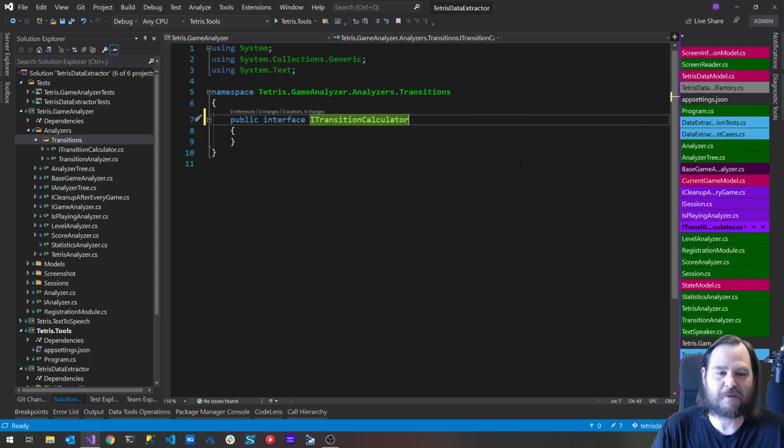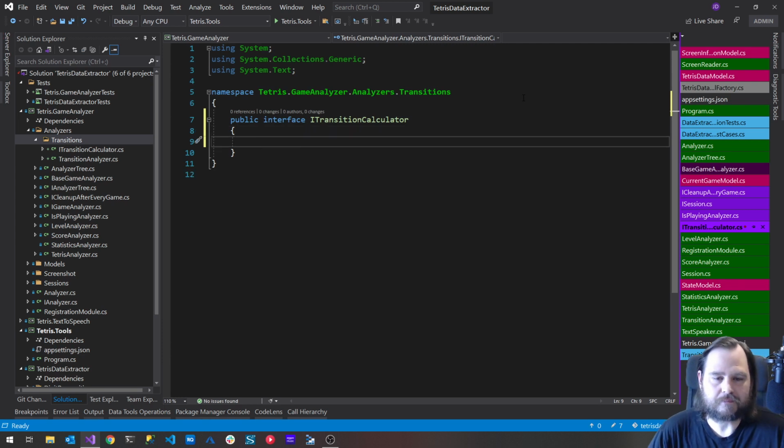But I am making a Robot Tetris announcer. Welcome in. And I am trying to figure out when transitions will occur.